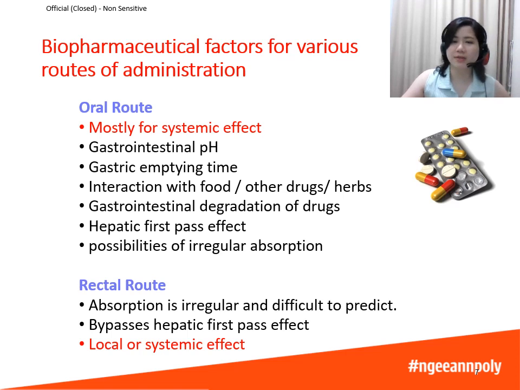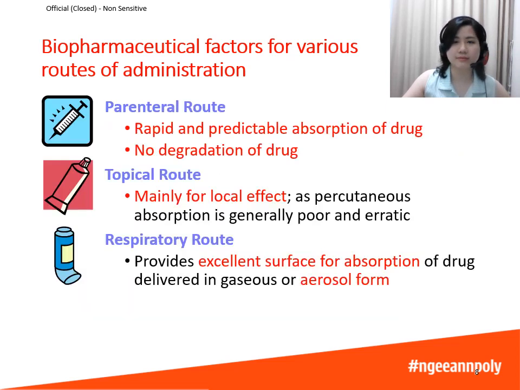The rectal route can be used for both local and systemic effect, but absorption through this route is irregular and less predictable. In emergency cases, or when a drug cannot be given via the oral route, an injectable route would be very useful. The topical route is mostly used for local effect, although there are also transdermal products available. The respiratory route provides a high surface area for drug absorption and is especially useful to deliver medications to the lungs.